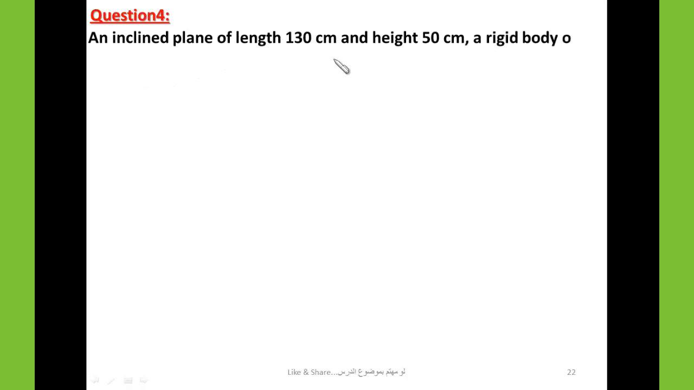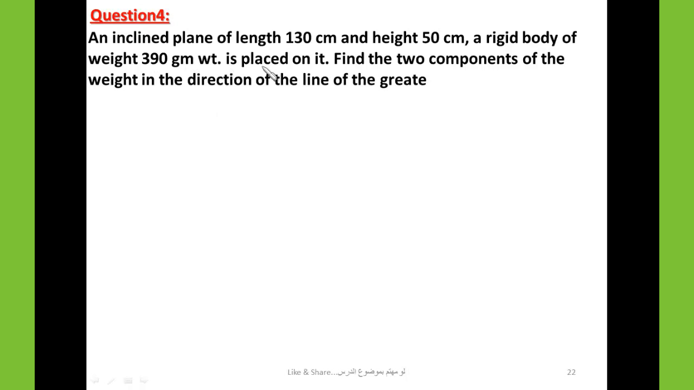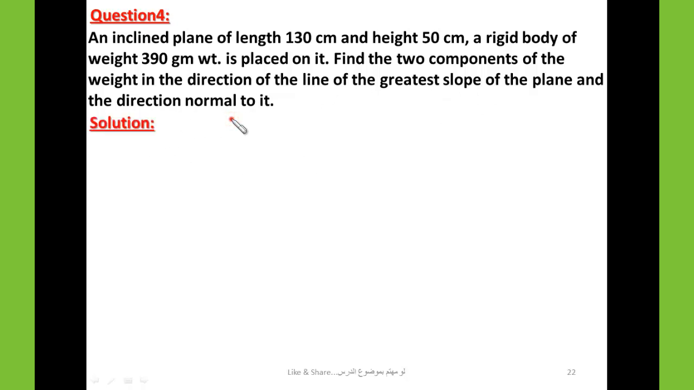Question 4. An inclined plane of length 130 centimeters and height 50 centimeters, a rigid body of weight 390 gram weight is placed on it. Find the two components of the weight in the direction of the line of the greatest slope of the plane and the direction normal to it. Solution. First, we draw a figure to represent the question.